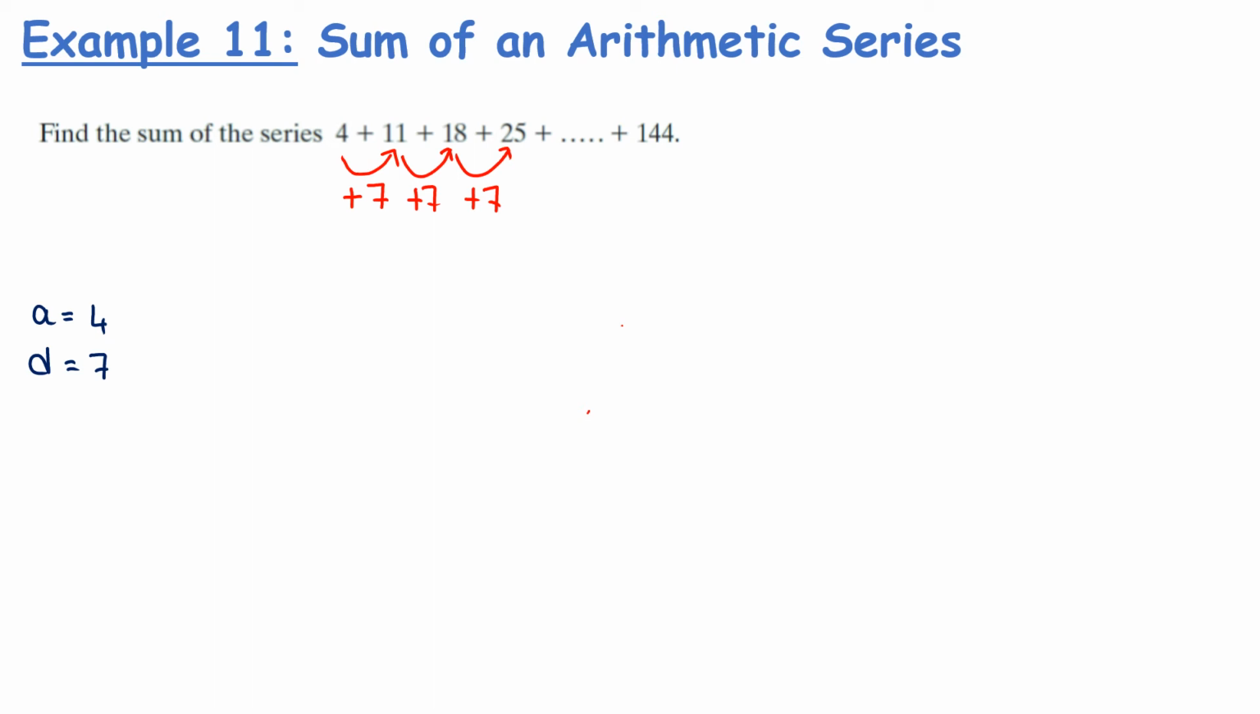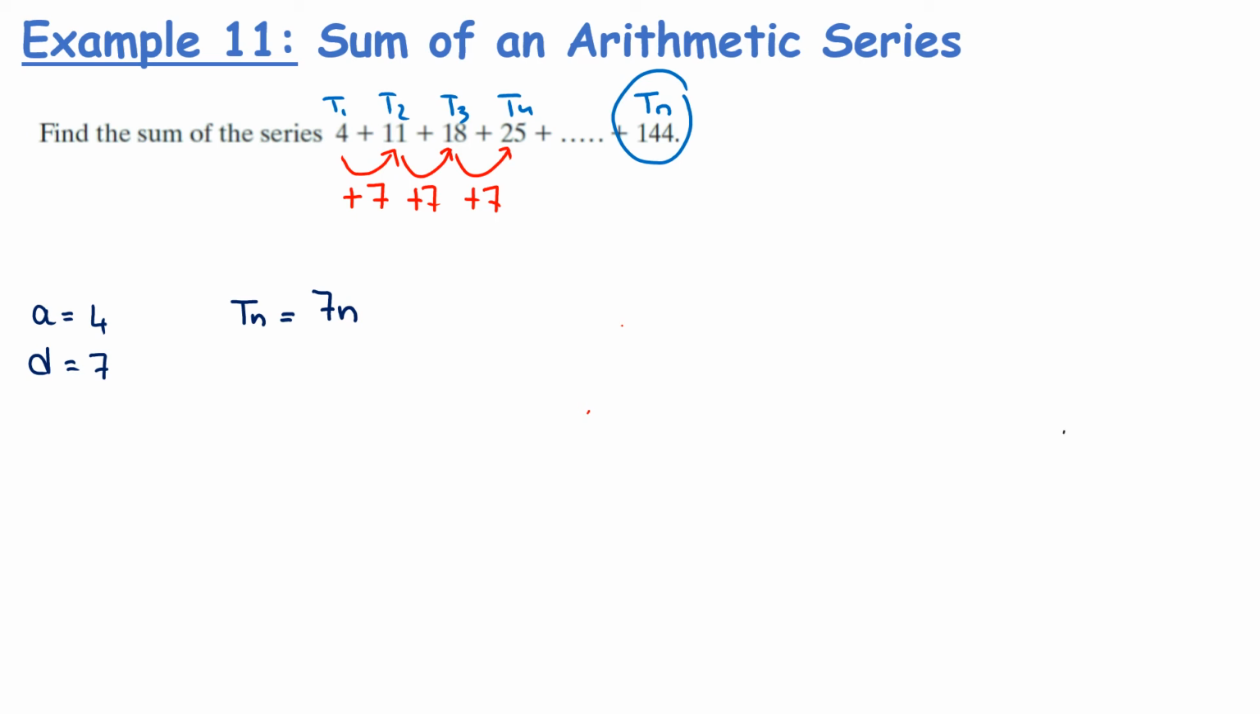Now, I want to figure out what the sum of all these numbers is, but my problem is, although I know that I have T1, T2, T3, and T4, I don't know what term I end on. So I need to do a little bit of work here. The first thing I'm going to do is get my general term, which is going to be 7n because the common difference is 7.